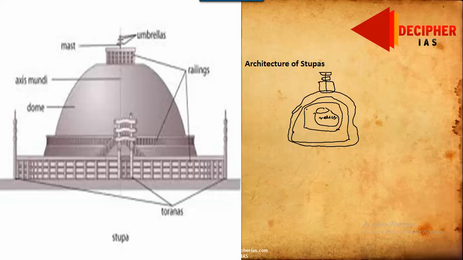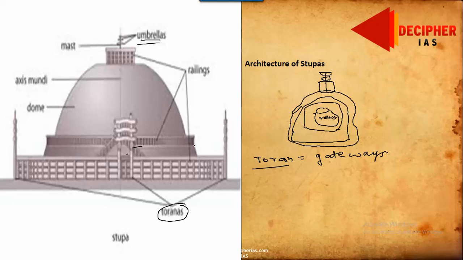Now, what are Torans and what is Medi? Torans are basically nothing but the gateways. 1, 2, 3, and one is behind this dome. So this was also a Toran, as you can see there. The 3 Torans are shown in this picture. These are the railings or Medis, and this is the mast. These are the umbrellas.